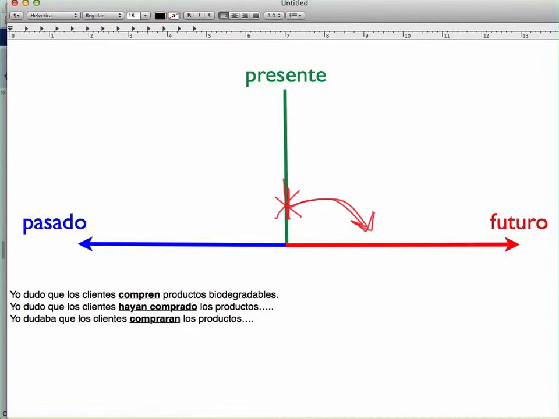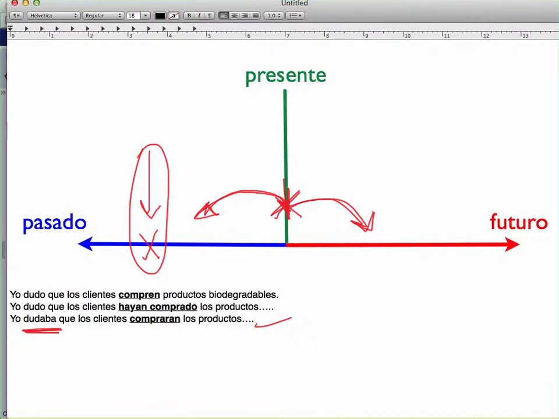Or you can also say, I doubt that they bought. Yo dudo que los clientes hayan comprado. So that's why it's called present perfect, because it starts in the present, and what you do is you doubt that something happened in the past. Now, with the imperfect, we talk about something that you doubted in the past. So the verb in the main clause is in the past. Yo dudaba que los clientes compraran los productos biodegradables. So we're talking about something that happened in the past.